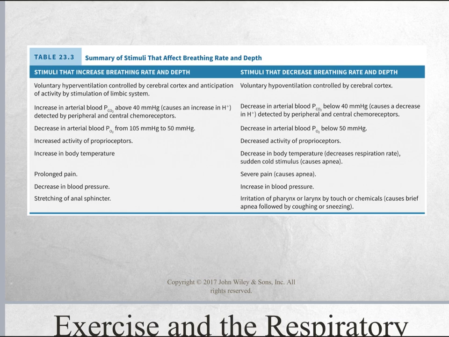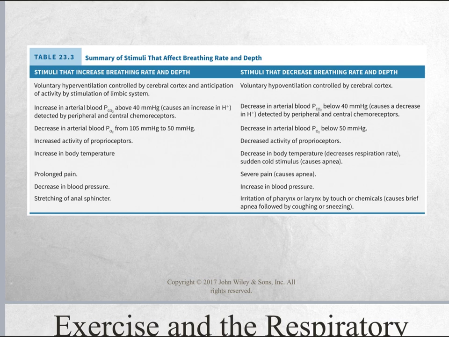breathing rates and depth. So we can look at some of these examples. Stimuli that increase breathing rate and depth: we look at voluntary hyperventilation, which is controlled by the cerebral cortex, and anticipation of activity by stimulation of the limbic system. Then we get voluntary hypoventilation controlled by the cerebral cortex. This is a stimulus that's going to decrease breathing rate and depth. So some more stimuli that increase breathing rate and depth.